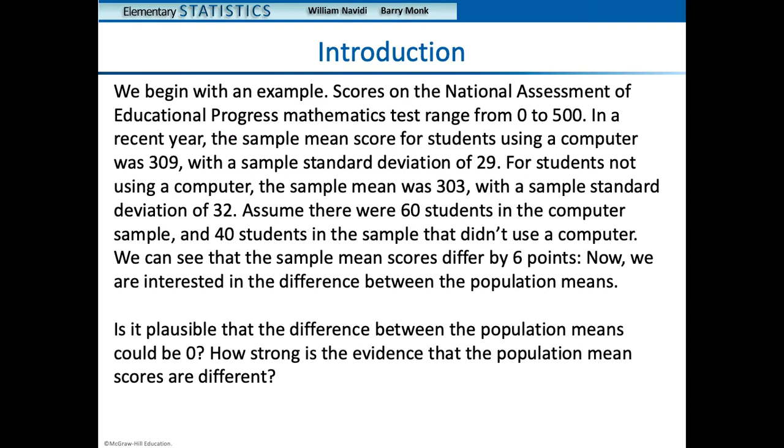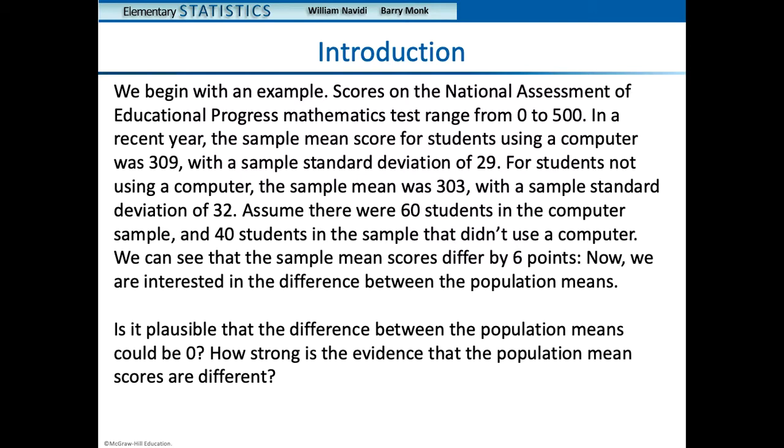So here's our example. Scores on the National Assessment of Educational Progress Mathematics test range from 0 to 500. In a recent year, the sample mean score for students using a computer was 309, with a sample standard deviation of 29. For students not using a computer, the sample mean was 303, with a sample standard deviation of 32. Assume there were 60 students in the computer sample and 40 students in the sample that didn't use a computer, so we can see that the sample mean scores differ by 6 points.